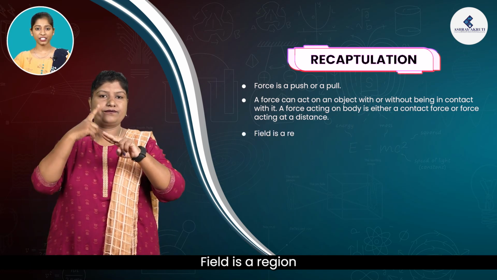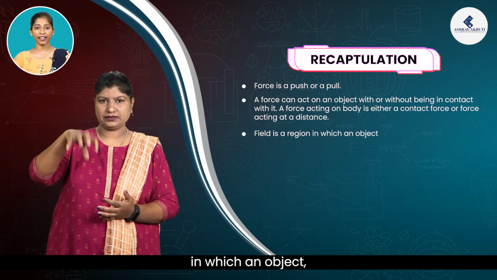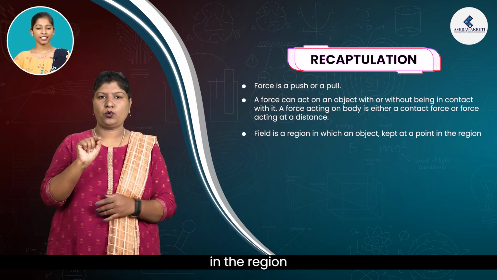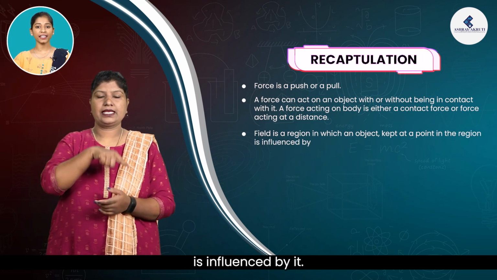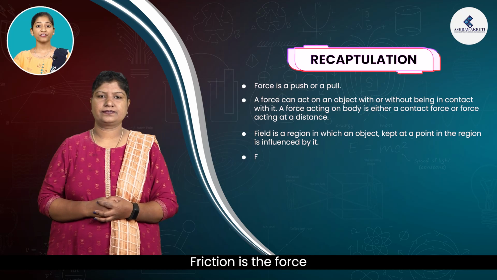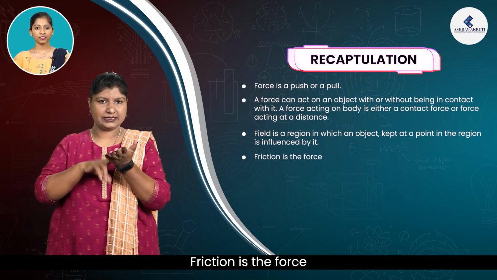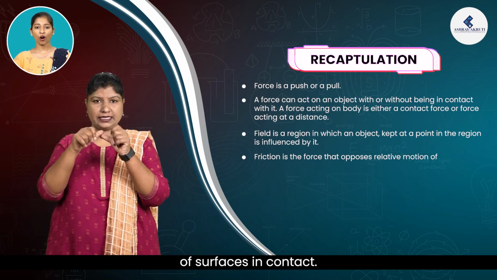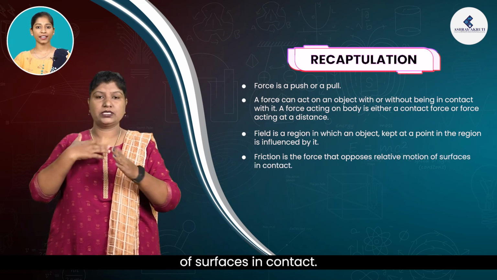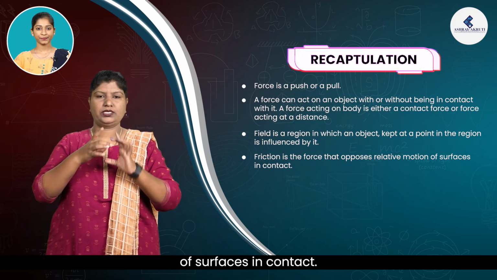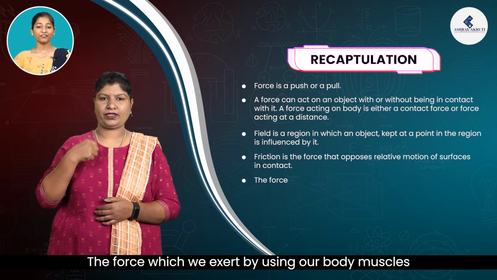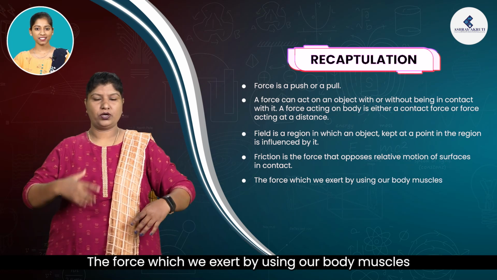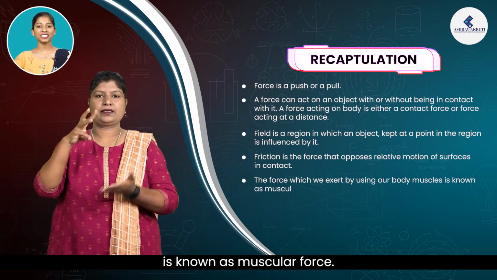Field is a region in which an object kept at a point in the region is influenced by it. Friction is the force that opposes relative motion of surfaces in contact. The force which we exert by using our body muscles is known as muscular force.